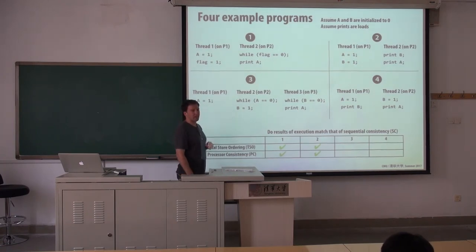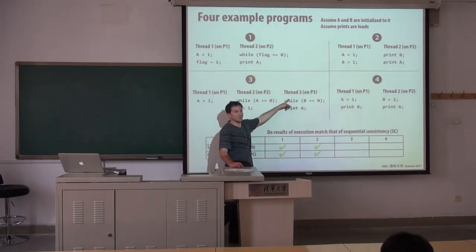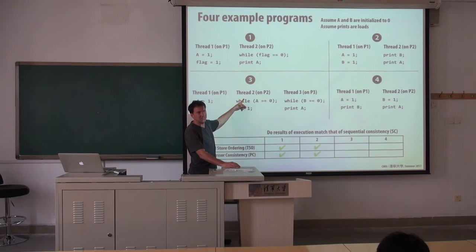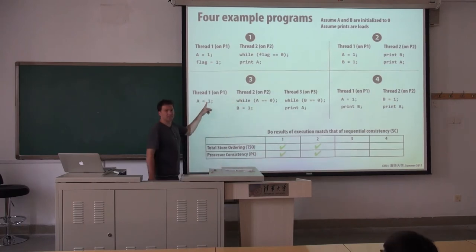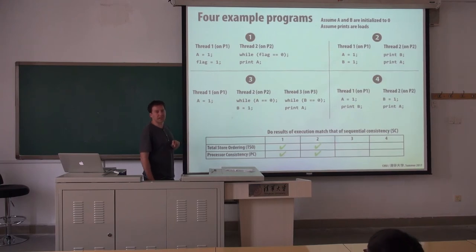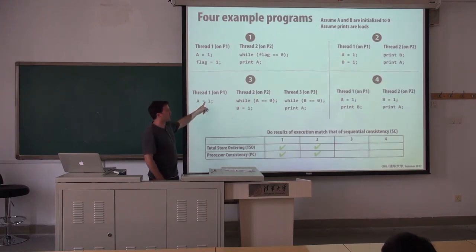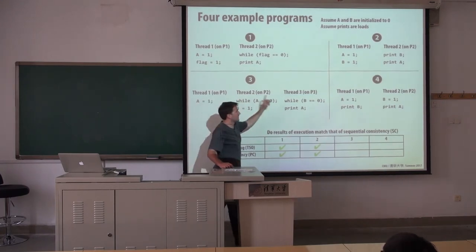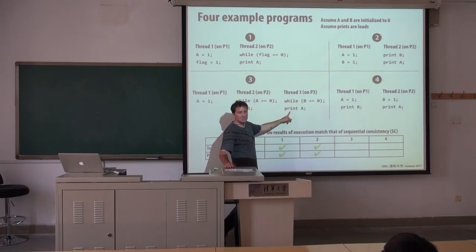How do we get to print A? Well, we can't print A until B is 1. When does B get set to 1? Well, B only gets set to 1 if A is not 0. And A gets set to not 0 here. So whenever we print A, A must have happened, which caused us to fall through this loop, which caused us to write 1, which caused us to read 1, which caused us to finally print 1.